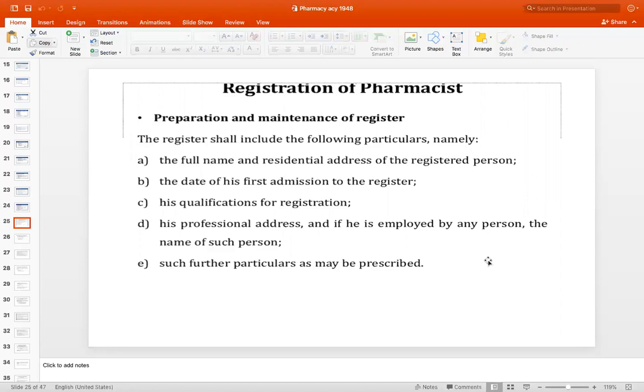No, it is again illegal. Next, such further particulars as may be prescribed. Any other particulars they may ask, like my signature, my photo, my thumb impression. Other certificates, if I have gone for further education, like I have done my M Pharmacy. All that we have to give whenever we upgrade ourselves.